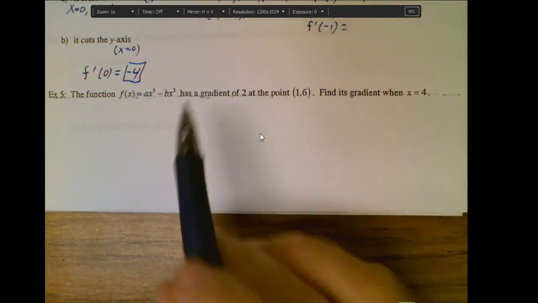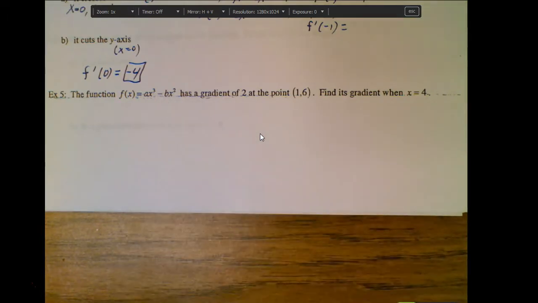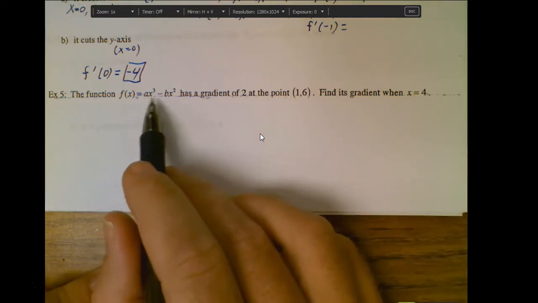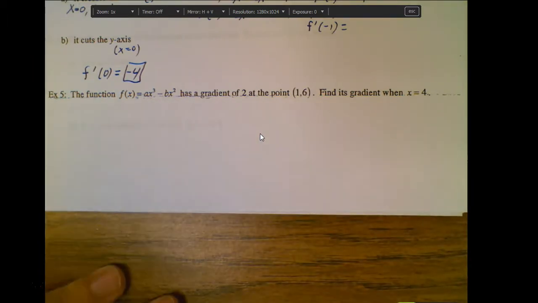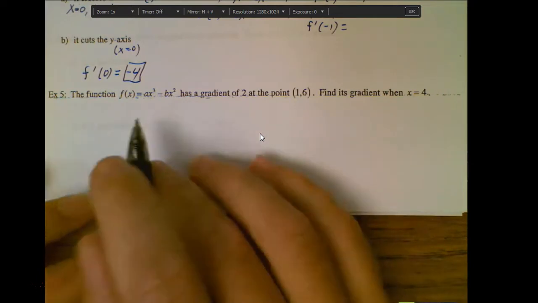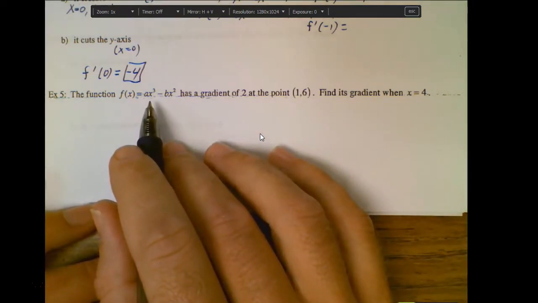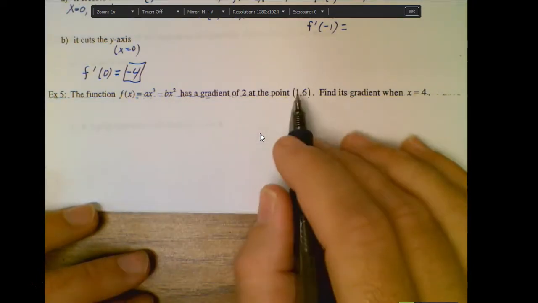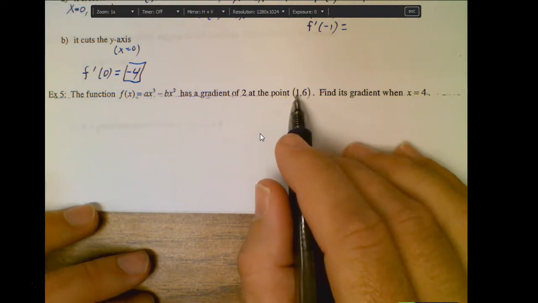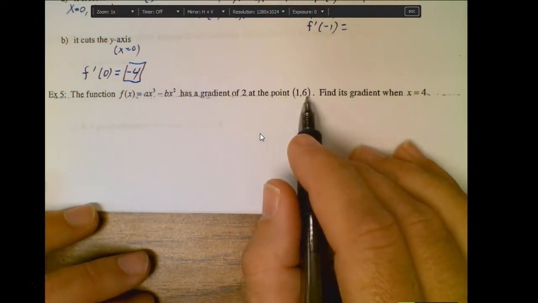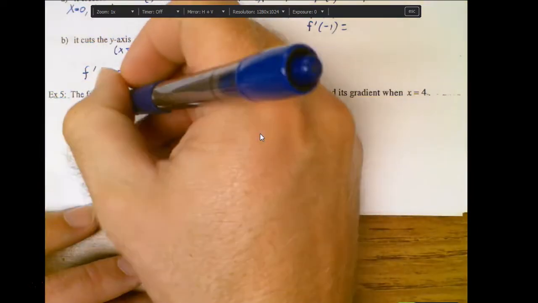A couple things we have to take away. Obviously, we need to solve for a and b. So let's start with that. You have two unknowns, so two unknowns means I need two equations, and we have to solve a system of equations. Well, one thing we know is that when I plug in a 1 for x, I get a result of 6. So that's one thing I can do right off the bat.